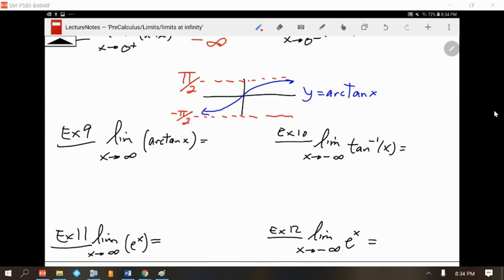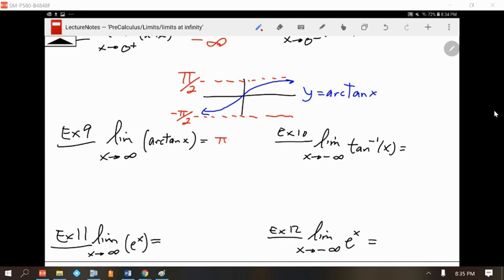Negative pi over 2. Sorry, I know you saw me write that and you're like, what is he doing? Question 9. This question is literally like a 5-second question. It actually takes you longer to bubble it in than it takes you to know the answer. This is one of those answers you just have memorized. Okay? You just have it memorized.